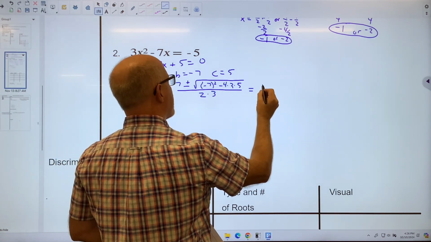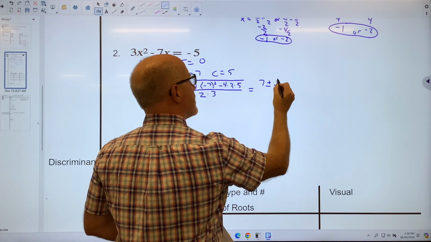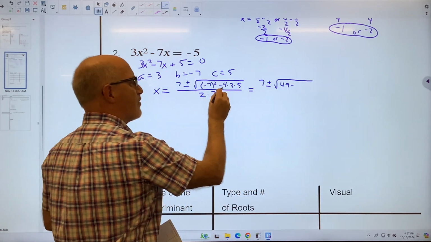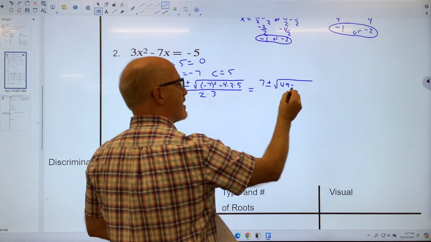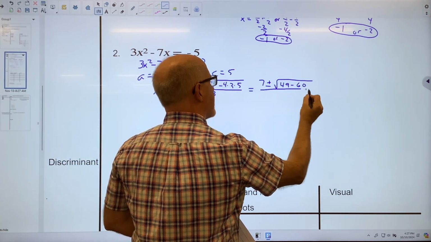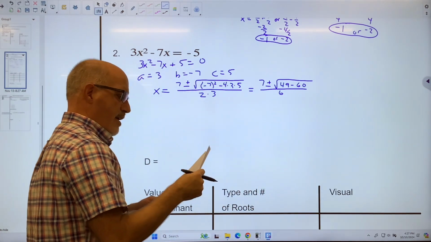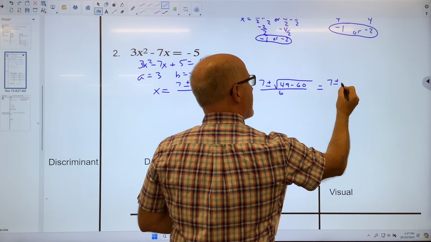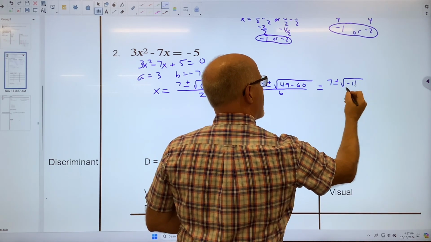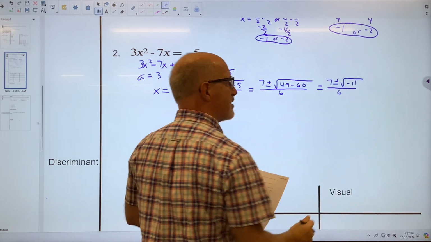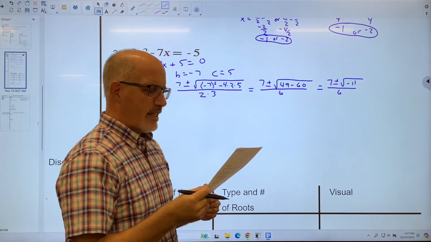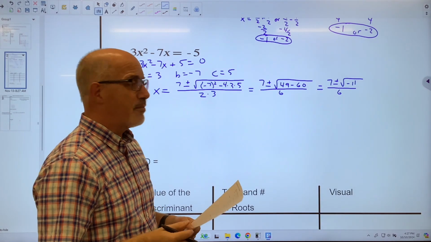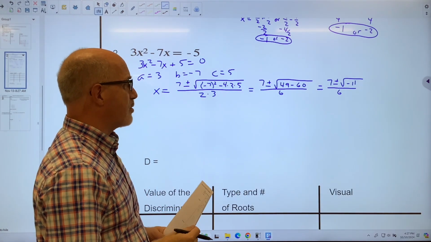Let's go ahead and do some simplification. 7 plus or minus the square root of 49 minus 4 times 3 is 12, times 5 is 60, all over 6. Now it becomes 7 plus or minus the square root of negative 11. Notice that this one would not factor because you actually get an imaginary number in this part of the problem. So it'll be complex for an actual answer.